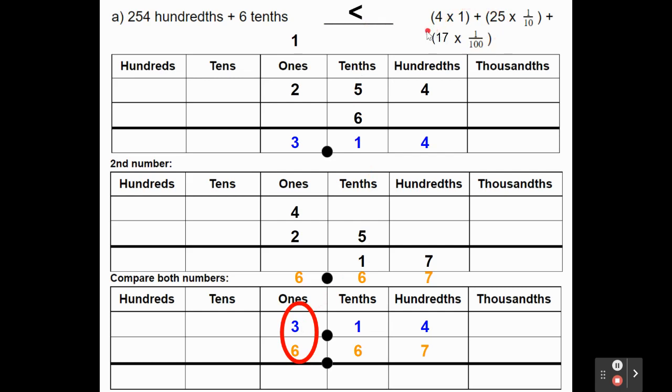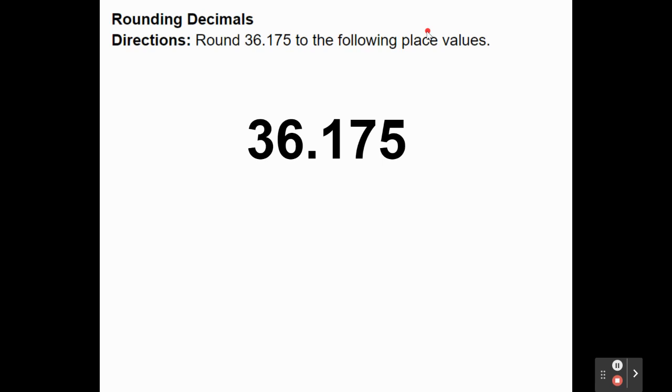Let's try another problem. Here we're going to be rounding. We're going to round 36 and 175 thousandths to different place values. The first place value we're going to round to is the tens place. So what we're going to do is underline the digit in the tens place, which is the 3. We look to the digit to the right, which is the 6 in the ones place, and ask ourselves, are we closer to 30 or 40?